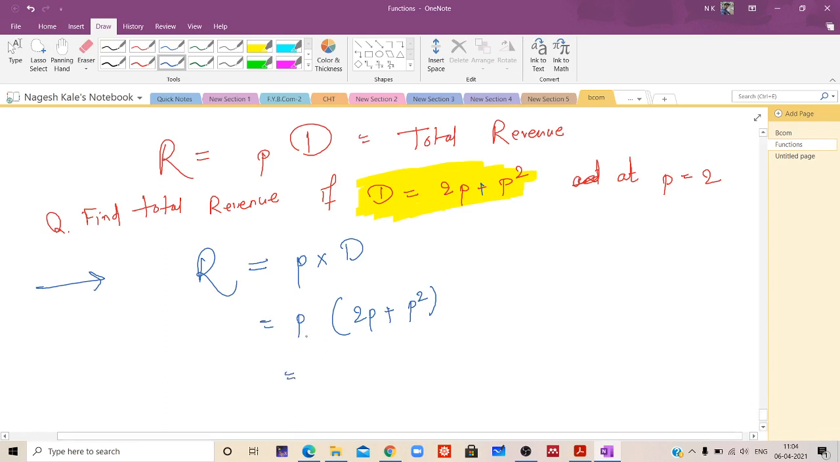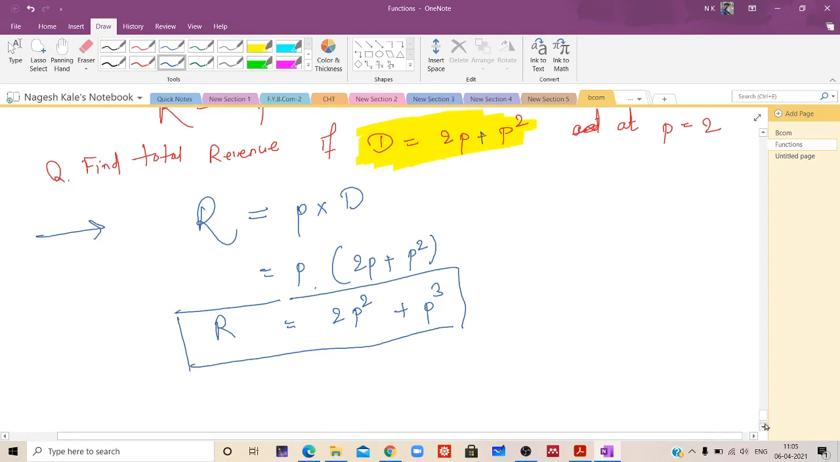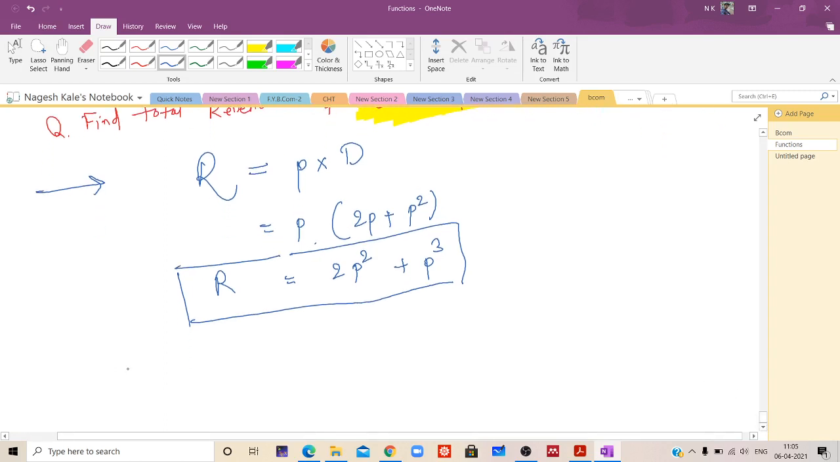If you multiply p into 2p, p into 2p is 2 into p square, so 2p square, plus p into p square, that is p cube. Now, to find the revenue, this is your revenue function. Let me write it in a box. This is my revenue function, and I have to find the total revenue at p equal to 2. I have found the revenue function by using the formula given to me.